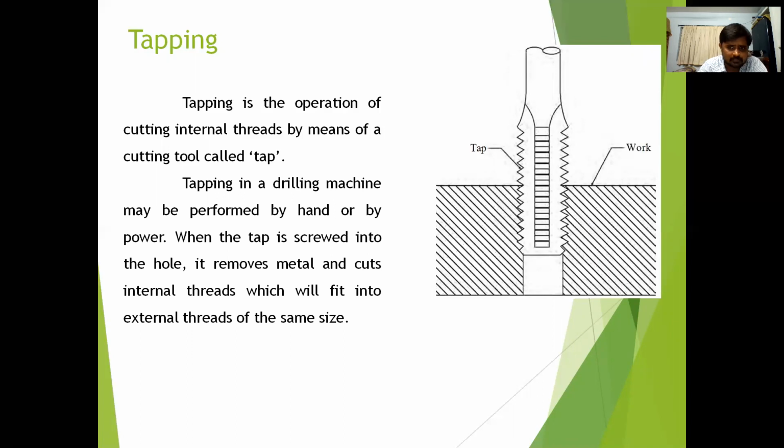We are going to cut the threads in the internal surface of the hole. So these are the different tap tools. That means we can select these tap tools based on the diameter of the hole and based on the pitch of the threads. We are going to select the tapping tools.